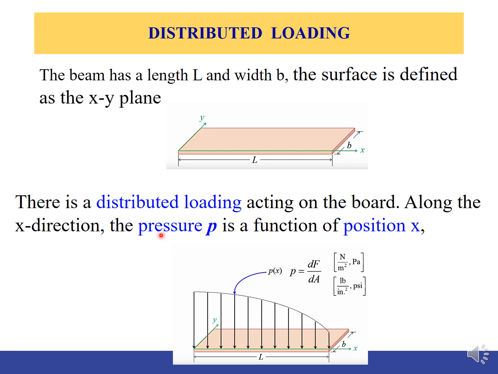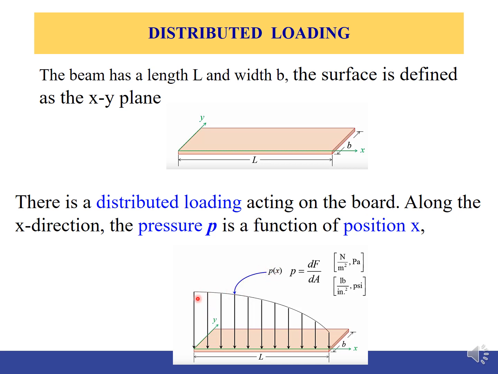And we use pressure p as the distributed load. And we know pressure is force per unit area, so the unit is Newton per meter squared, or Pascal. And this pressure is not a constant pressure. Instead, it's a function of position x. So again, pressure is force per unit area, and pressure is a variable. It changes along the x-axis, or is a function of x.